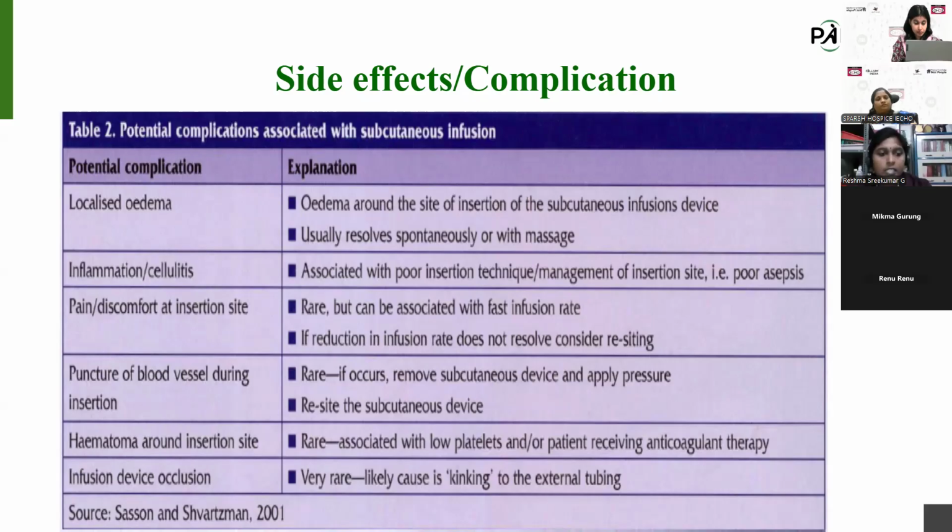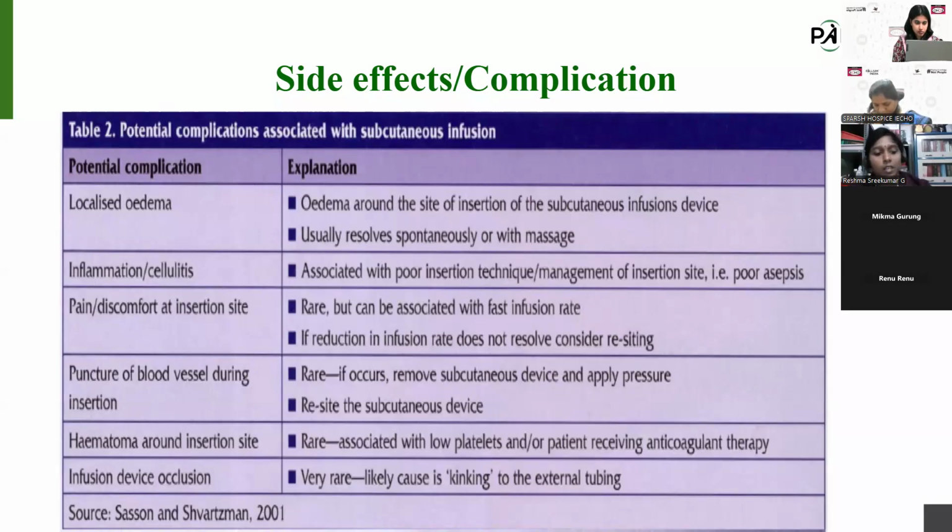Then there is a chance of hematoma around the insertion site. It is also very rare. It is associated with low platelets, or if the patient is receiving anticoagulant therapy, there is a chance of hematoma around the insertion site. So if we are starting subcutaneous fluid in the home care setting, we should go through the medical records to see if the patient is receiving any anticoagulant therapy or not. Otherwise, there is a chance of developing hematoma around the insertion site. It is very rare, but if the patient is receiving anticoagulant therapy, there is a chance.